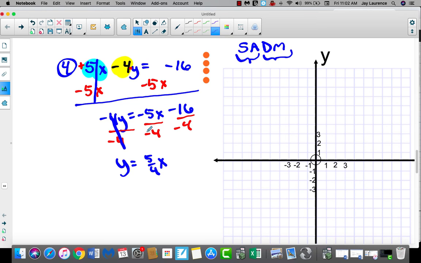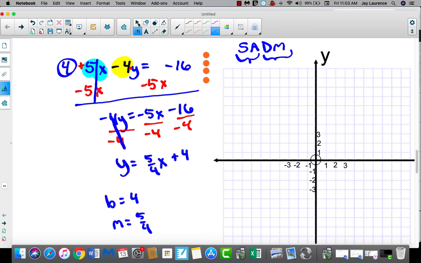It's because there's 2 negatives, right? And those 2 negatives cancel out. See, and I get 5/4 x. A negative 16 divided by negative 4 is going to be a positive 4. There we go. Y is alone. I'm ready to find the y-intercept, and I'm ready to find the slope, and I am ready to graph.